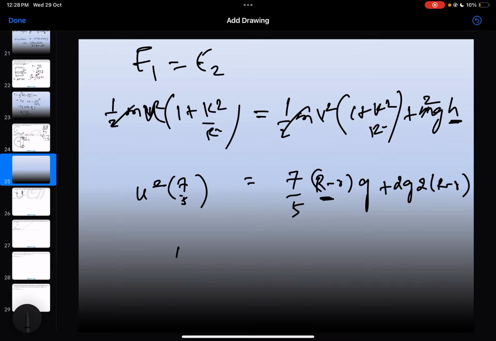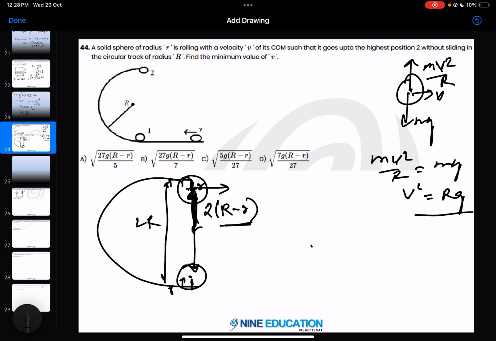Simplifying, sending this to RHS, you will get u square is 27 by 7 g into R minus r. So that will make it option B.